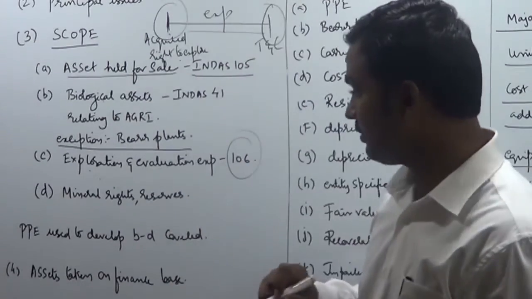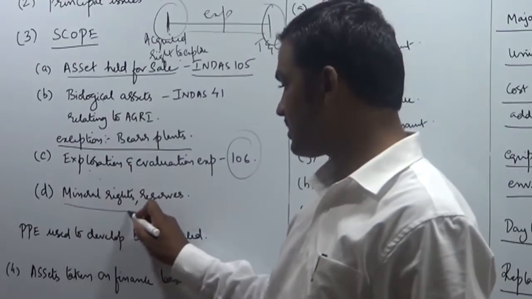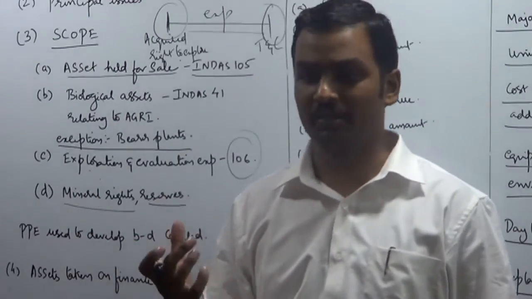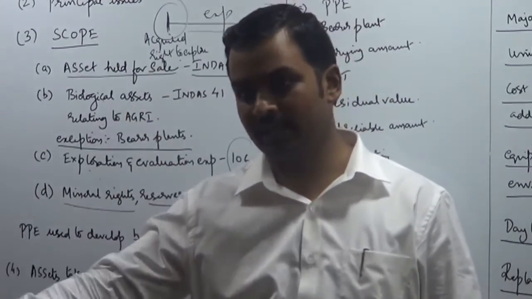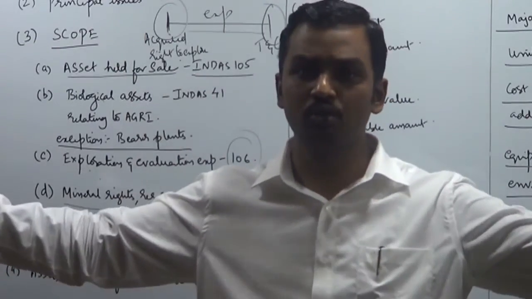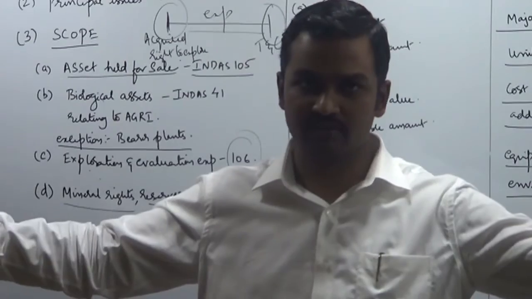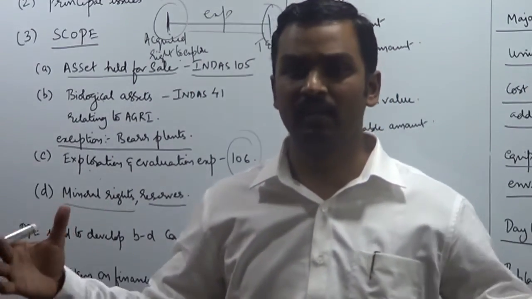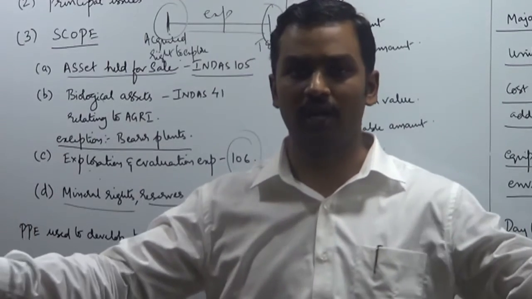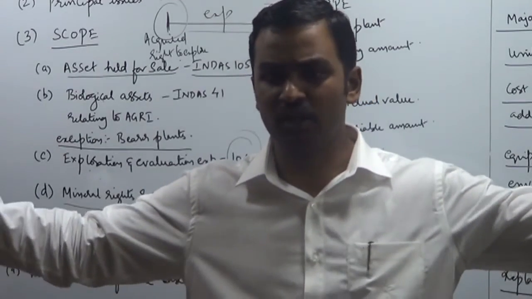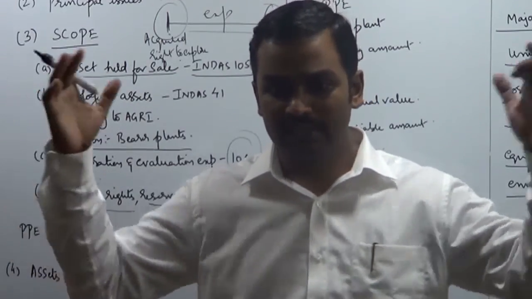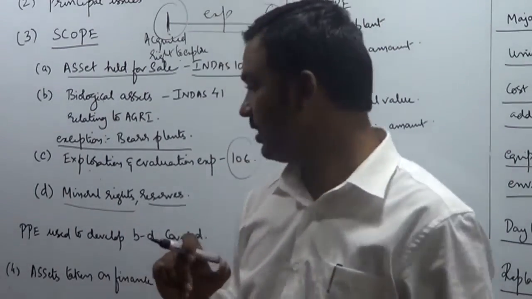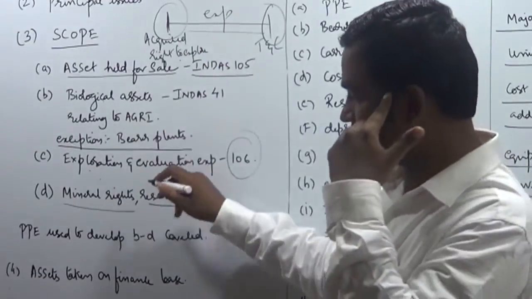Okay. Now let us come to the next point. Mineral rights, mineral reserves. Suppose a mining company has a right to do mining in a particular area, or they are sitting on a huge coal reserve, or they have identified that the government has given them right to extract crude oil from a particular area and they are sitting on a huge reserve. So these rights, these reserves are outside the scope of this standard. Okay, so this is the scope exclusion as per the standard.